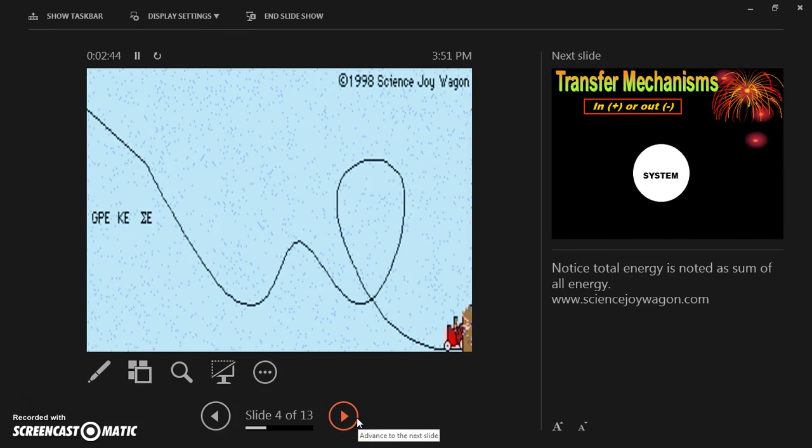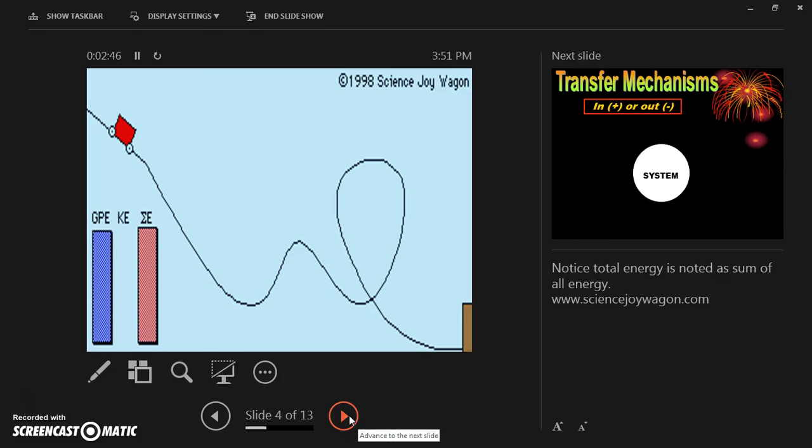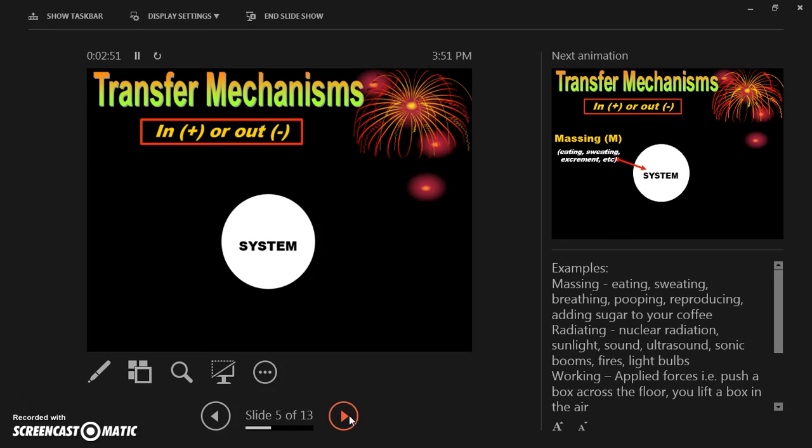Okay, speaking of an open system like such, if energy were going to enter or exit a system, it would do so by one of the following four transfer mechanisms. Go ahead on your note helper and indicate that in would have a positive sign, out would have a negative sign as you expect, and the first transfer mechanism would be massing with the symbol capital M.